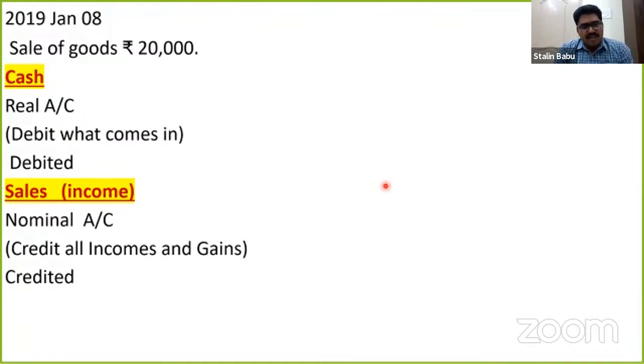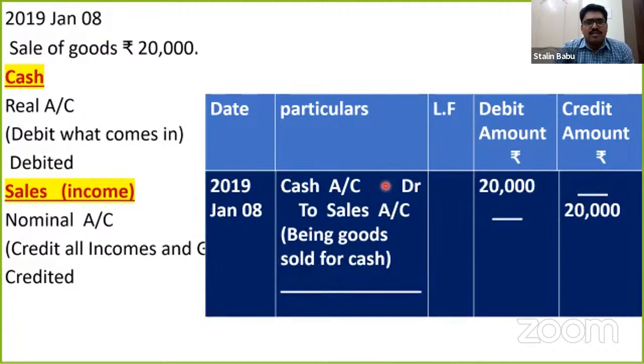Debit all expenses and losses. Credit all incomes and gains. Here it is an income. It should be credited. So what is the entry? Cash account debit to sales account.